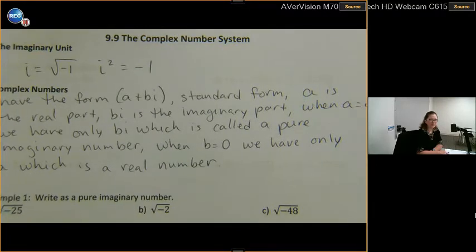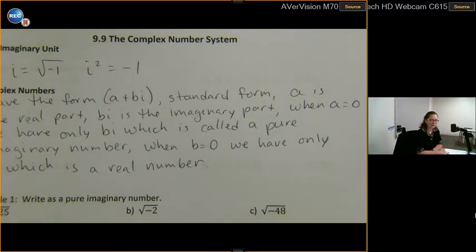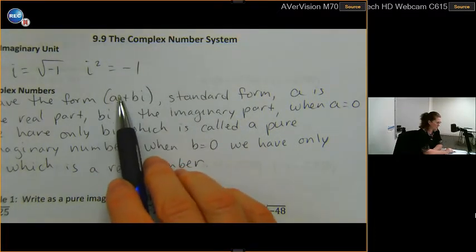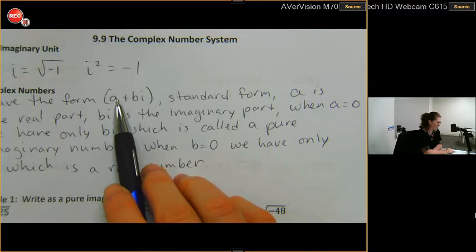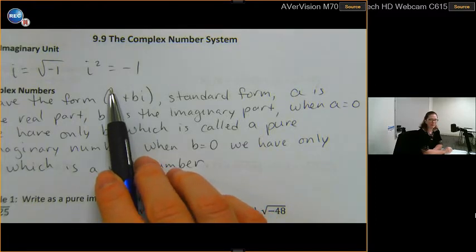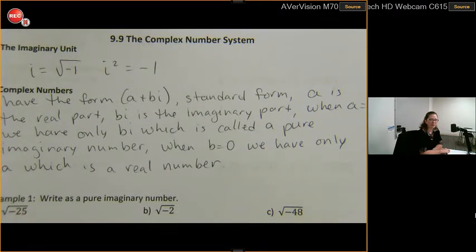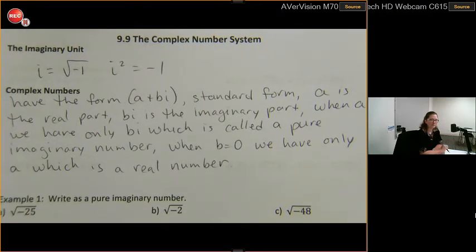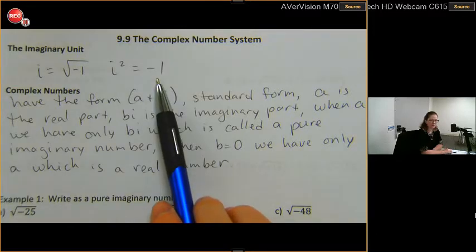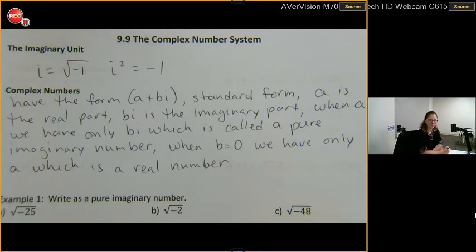When a equals 0, so if this first part equals 0, then there is only the imaginary part left, the bi, and that's called a pure imaginary number. If the bi part is 0, all we have is the a, which is the real number.